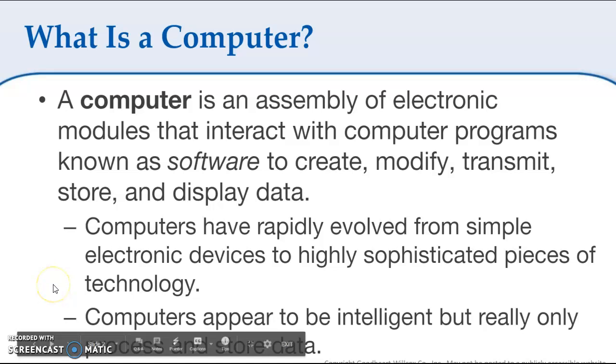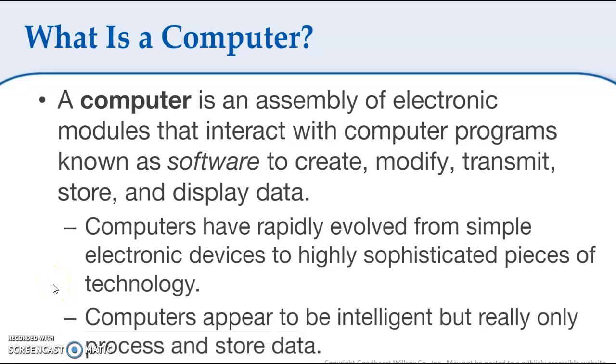Let's take a look first at what a computer is. A computer is an assembly of electronic modules that interact with computer programs known as software to create, modify, transmit, store, and display data. A lot of us know how to use a computer, but have we ever actually defined what a computer is? Well, there is an example of a definition.